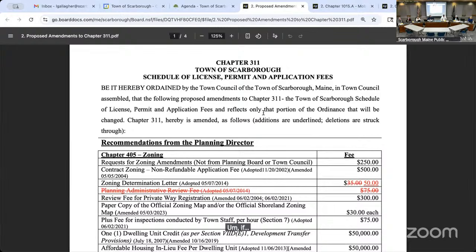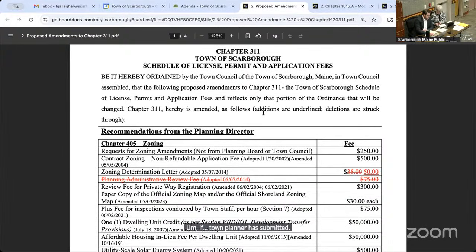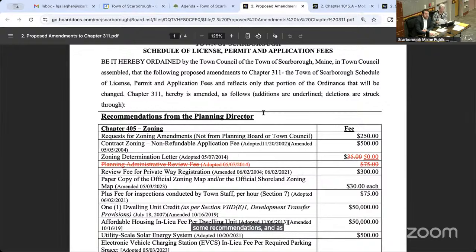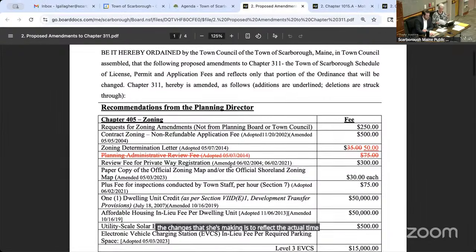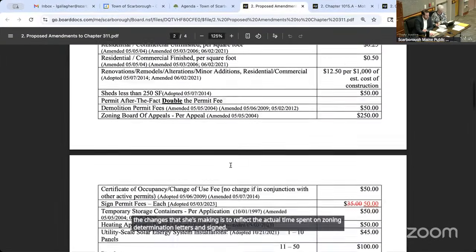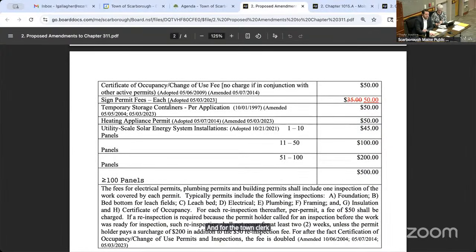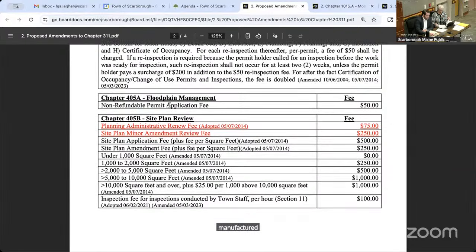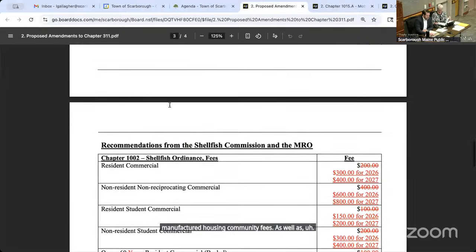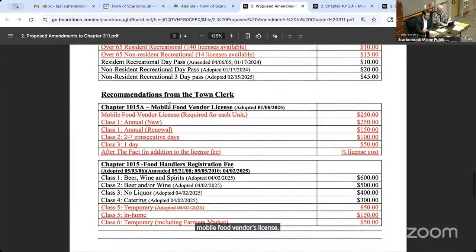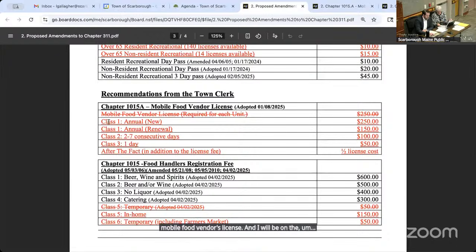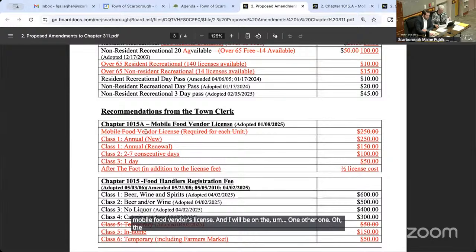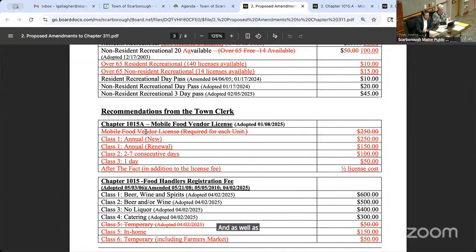The town planner has submitted some recommendations, and as she notes here, it's to reflect the actual time spent on zoning determination letters and sign permits. And for the town clerk area, it's reflecting the changes, removing the manufactured housing community fees, as well as tiering the mobile food vendors license. And the food handlers is also to include an in-home business license to reduce the fee there, as well as a temporary license for like a 1 or 2 day.